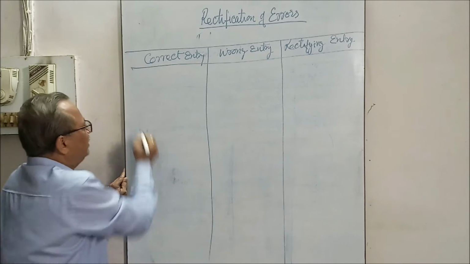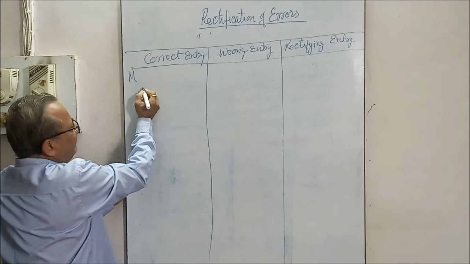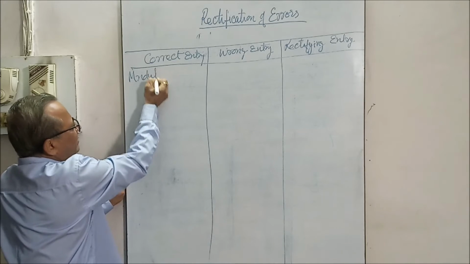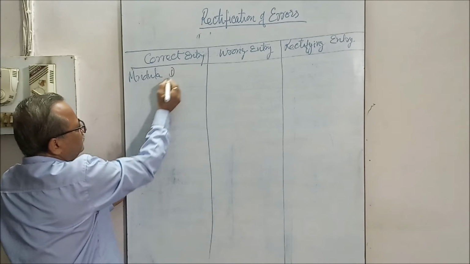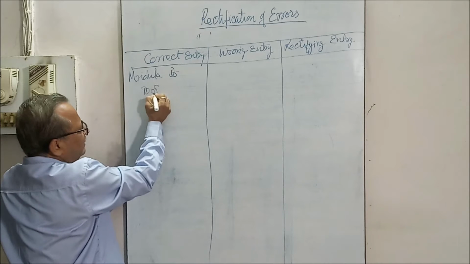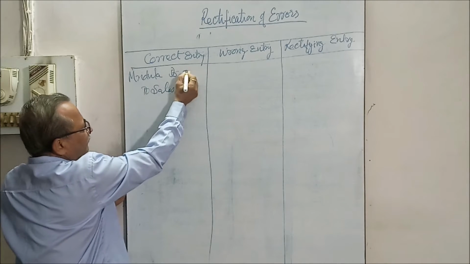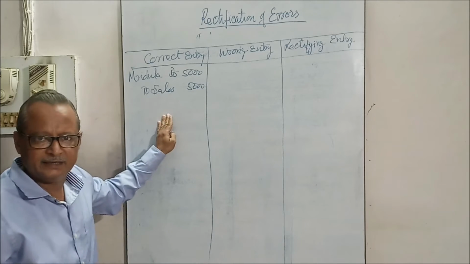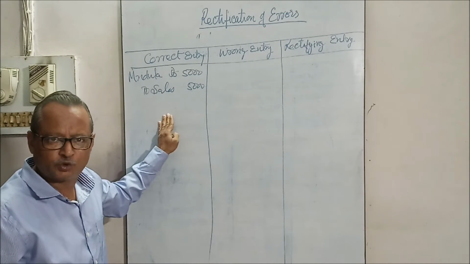It is the actual transaction. So it should be Mridula debit, I am writing only M. Are you right? Okay. Mridula debit to sales 5,000. This should be the correct entry, but was not passed through books.